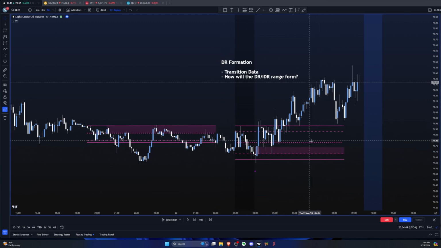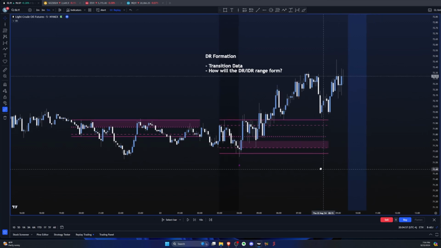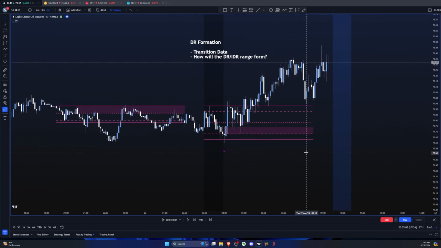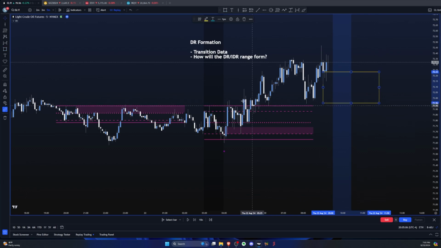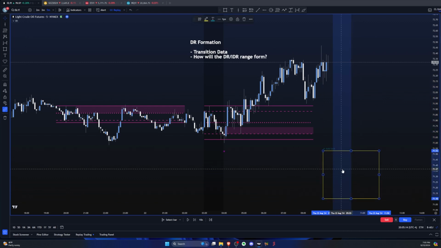this range. And this goes into some of the context and narrative aspects of data flow, which I'm not going to go into in detail. Suffice it to say, what I'm really interested to know is, will the DR range form above this zone here, through the zone there, or below the zone?